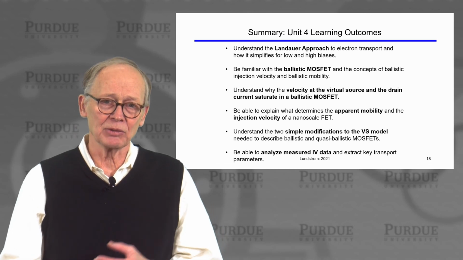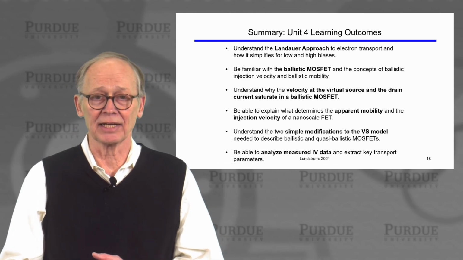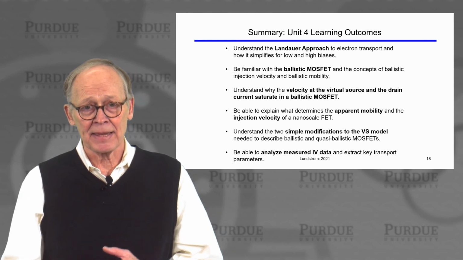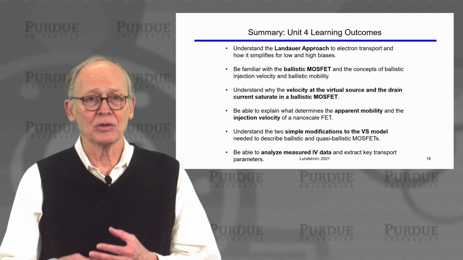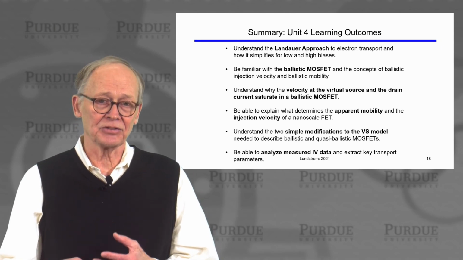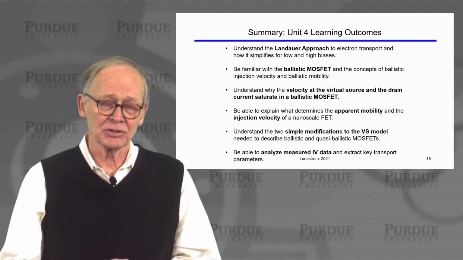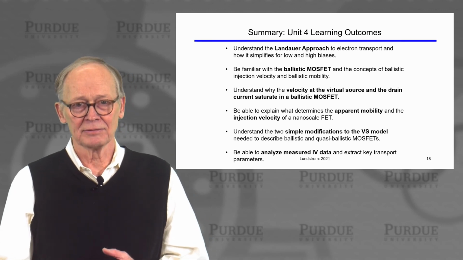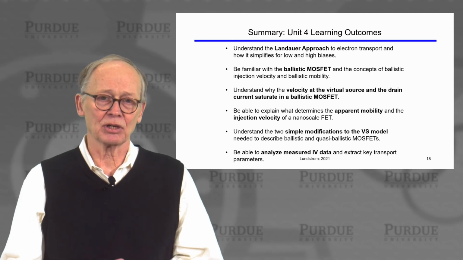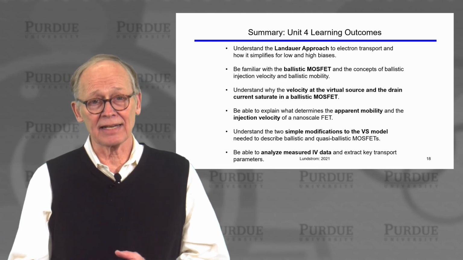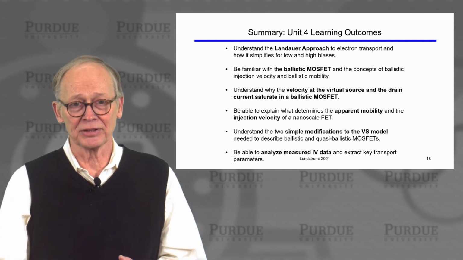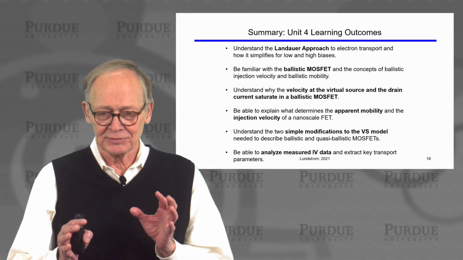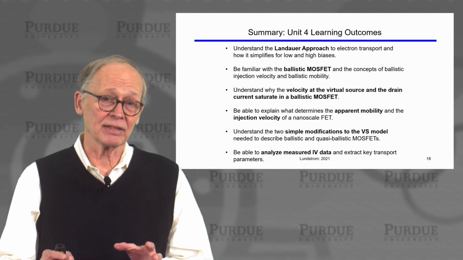And then we went on to explain what happens in a realistic device where there is some scattering, and how we can introduce these concepts of apparent mobility and injection velocity, what their physical meaning is, and how we can use those two parameters to make a very simple extension of our virtual source model so that it provides us with a highly accurate, very simple, very physical model for modern day transistors. And then we took a quick look at some measured data and showed how we can analyze it and extract some useful information about the transport going on inside those transistors. So that wraps up Unit 4, really the heart of this course.